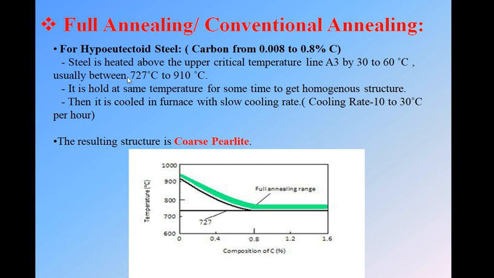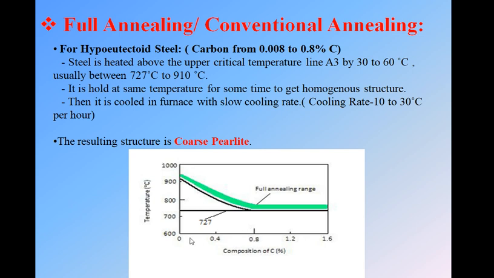See what is written here. First, the full annealing process is different for 2 things. First we have hypoeutectoid steel. What is meant by hypoeutectoid steel? The carbon from 0.008 to 0.8% carbon. As we had studied in the second chapter, at 0.8% at this point, this will be a crossing point. At this point we have the eutectoid transformation. So this 0.8% will be the eutectoid carbon.